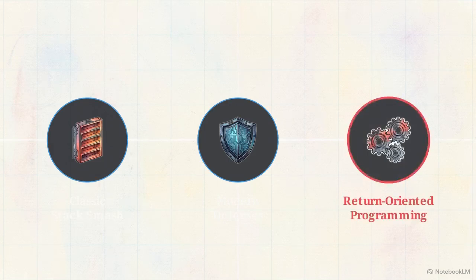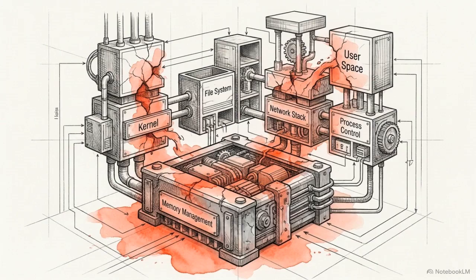We will start with the mechanics of the classic stack smash, observe how modern defenses stop it, and reveal how return-oriented programming weaponizes the system's own libraries to execute a payload. Understanding this architectural flaw is mandatory. Decades of additions to the operating system have failed to eliminate the architectural opening created by memory corruption.